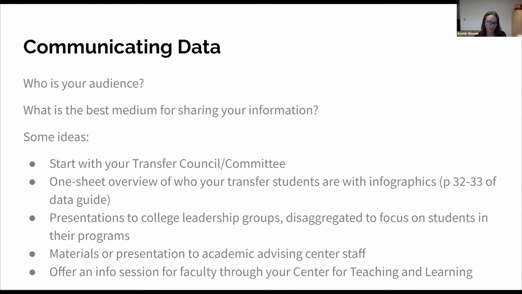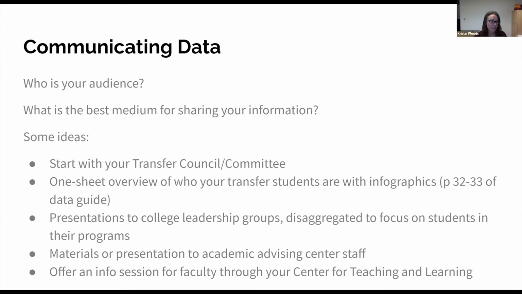If you have a transfer-focused committee or council on your campus, start with this group, and that could be both to share your initial findings and also to ask their help in sharing it with other groups on campus or in the community. So for example, if you've got faculty members on the committee and there are faculty audiences you really want to reach in different parts of campus, ask faculty members who are on your council to do that presenting for or with you, because sometimes faculty presenting to other faculty, for example, is better received.